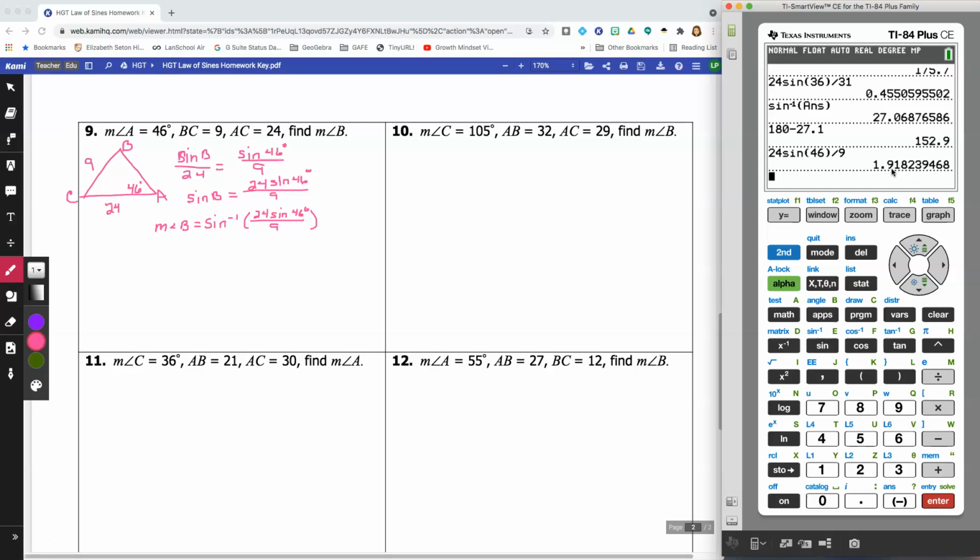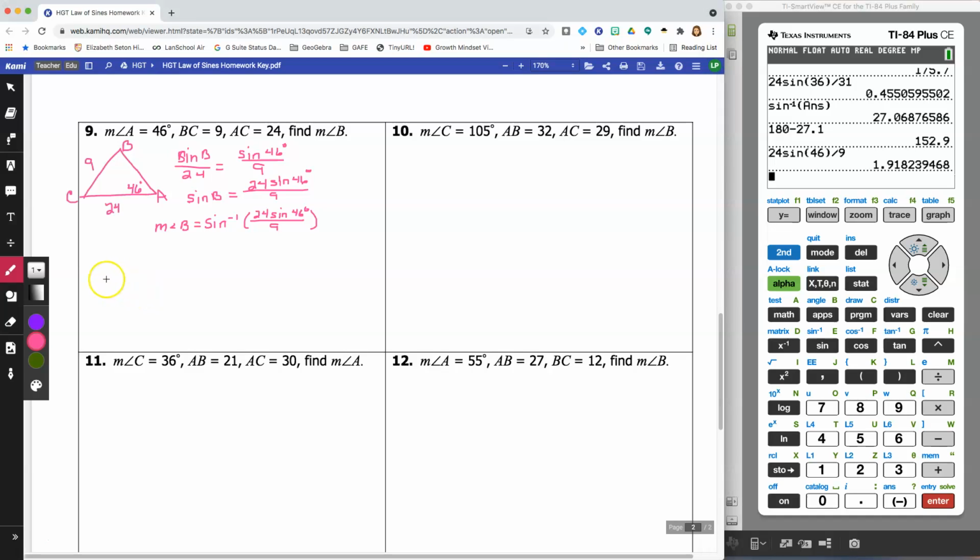The sine of any angle has to be a number between -1 and +1. So in other words, if I have some angle theta, the sine of that angle theta has to be greater than or equal to -1, but less than or equal to 1. It can be equal to -1, but it has to be between these two values. This number, 1.9, is not between these two values. So there is no solution to this problem.